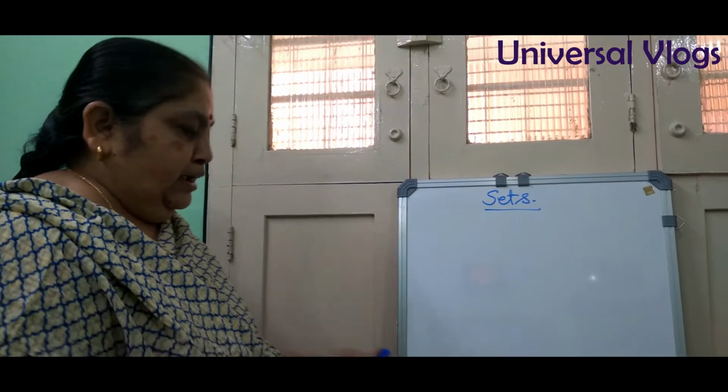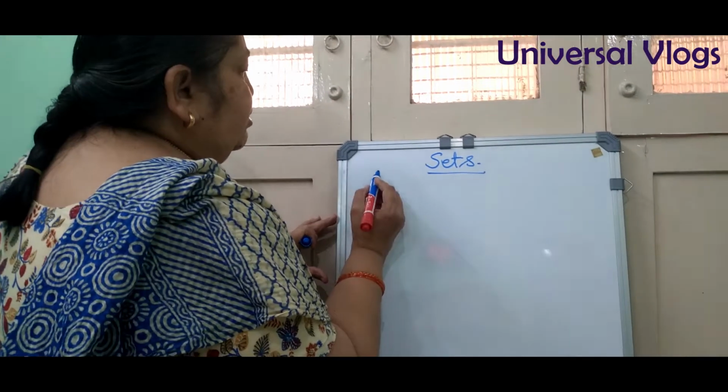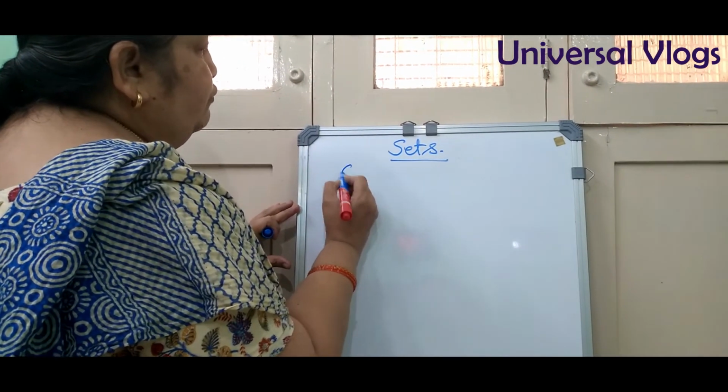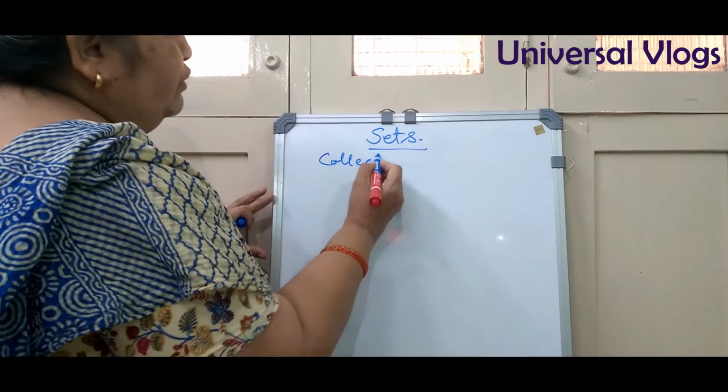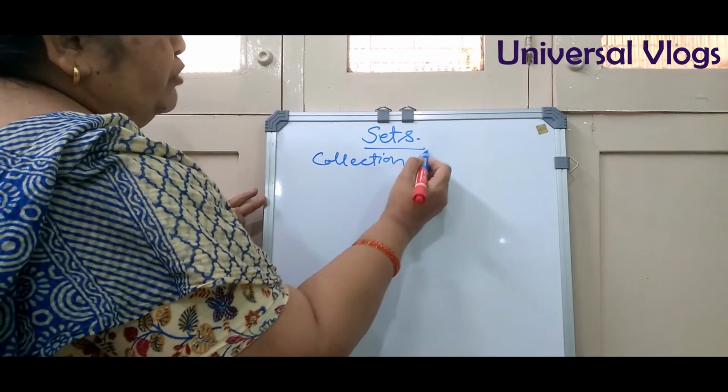So next, let me tell you something about the sets chapter. Sets in mathematics means a collection of objects. Here, a collection of objects means the objects will be mentioned very clearly. So I can write here, see, a set is a collection of objects.